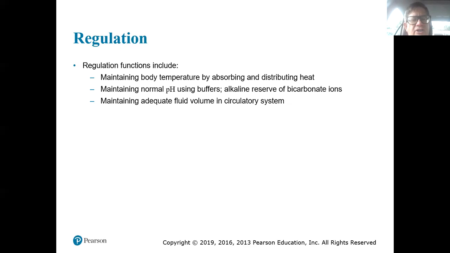All right, regulation. I already said we use it for temperature, we use it for pH. Fluid volume is something I hadn't mentioned, maintaining adequate fluid volume. So how does that matter? Well, if you don't have enough fluid volume, you're going to have trouble delivering the blood to the brain, which means you're going to have trouble delivering oxygen to the brain, and the brain needs a lot of oxygen.